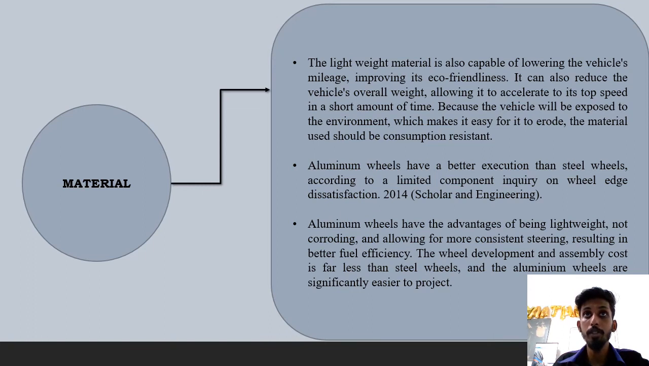the material used should be corrosion resistant. Aluminum wheels have better performance than steel wheels, according to a limited element inquiry on the wheel rim certification. Aluminum wheels have the advantages of being lightweight, not corroding, and allowing more consistent steering, resulting in better fuel efficiency. The wheel development and assembly cost is also less than steel wheels, and the aluminum wheels are significantly easier to project.